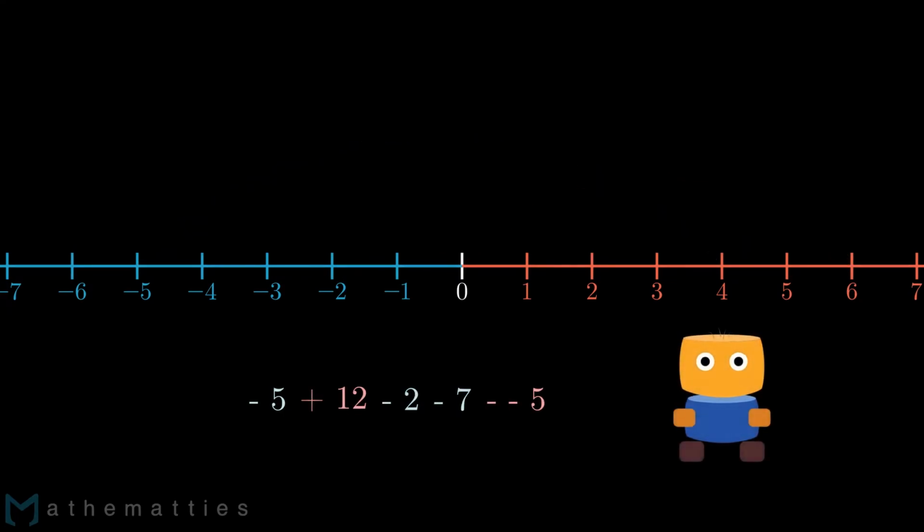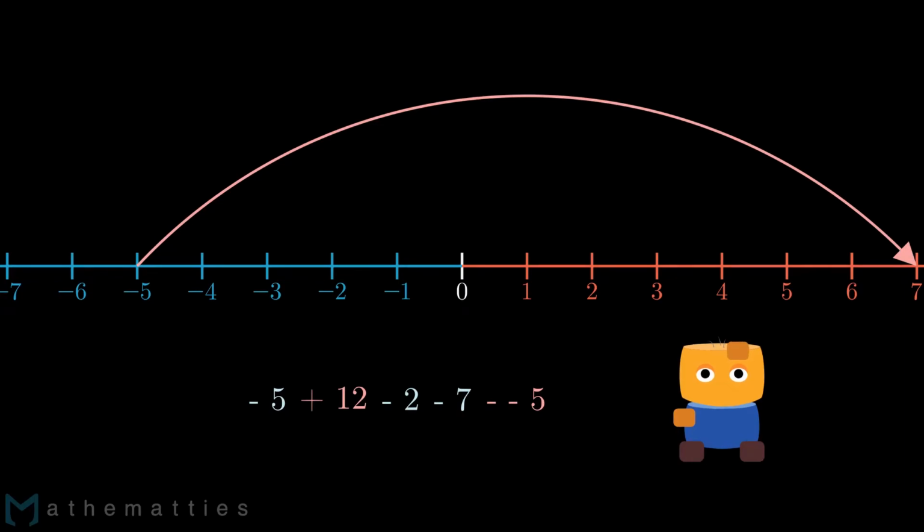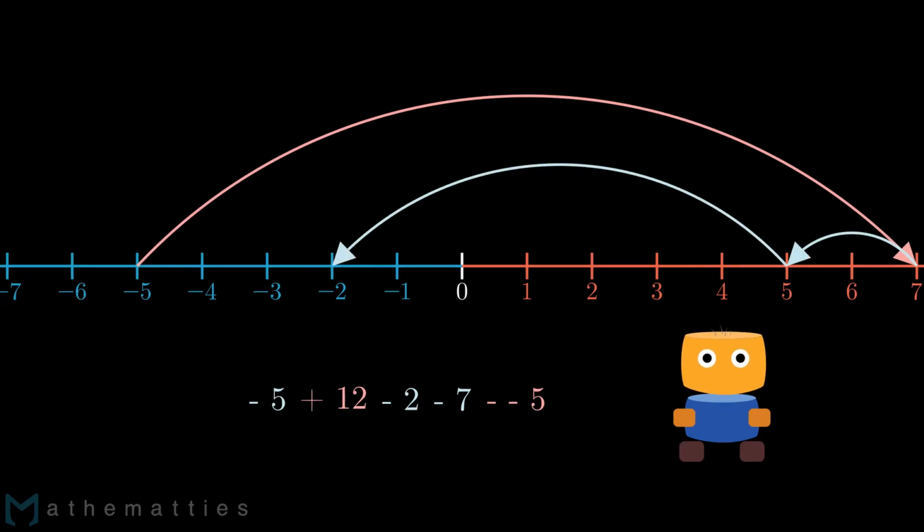Wow, that's a lot. But do not worry, little Peter, just take it one step at a time. We start at minus 5, take a step of size 12 to the right. Then 2 to the left. Another 7 to the left, and now we have to be careful. We have to do minus minus 5. But we already know that minus minus is the same as plus. So we just take 5 steps to the right. There we are. Minus 5 plus 12 minus 2 minus 7 minus minus 5 is just 3.